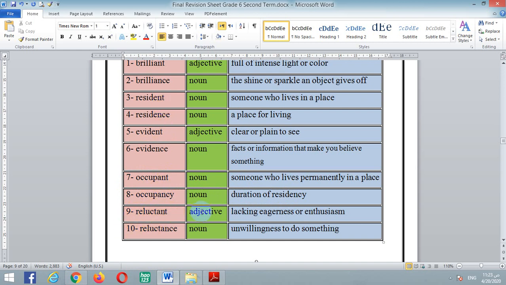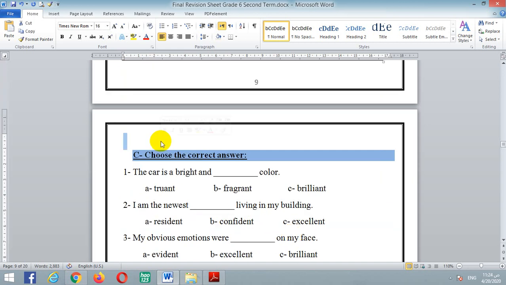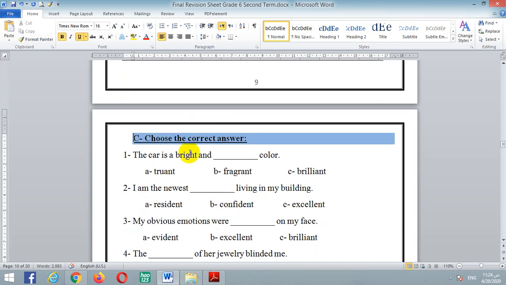Reluctant means lacking eagerness or enthusiasm. Reluctant means unwilling to do something. You don't want to do something. So you are reluctant. You aren't sure about doing it. Yes, I do it. No, I will not do it, and so on. The noun is reluctance, unwillingness to do something. Let's answer exercise C. Choose the correct answer.